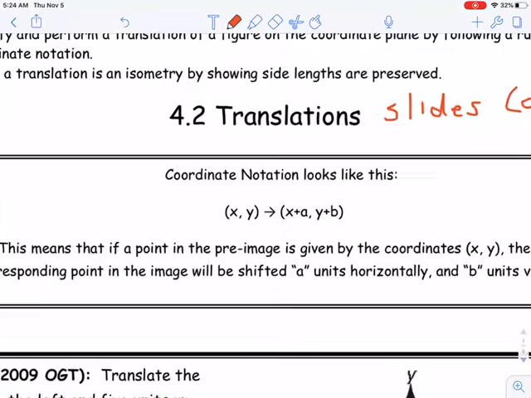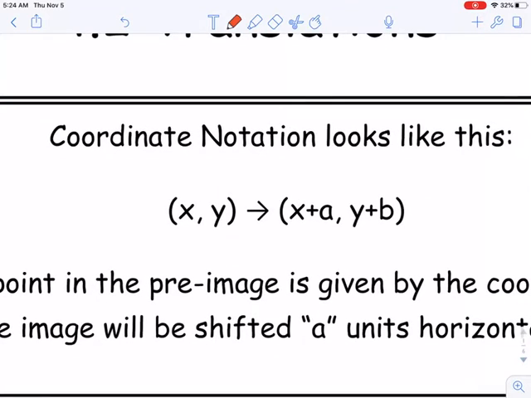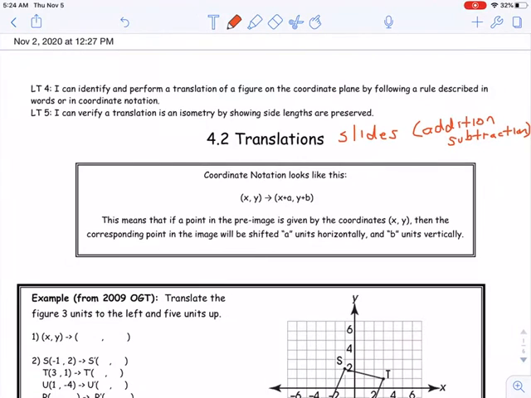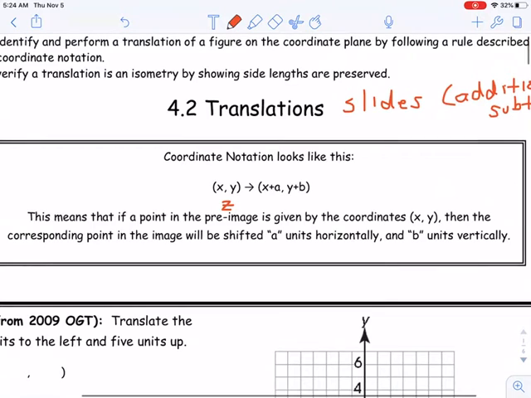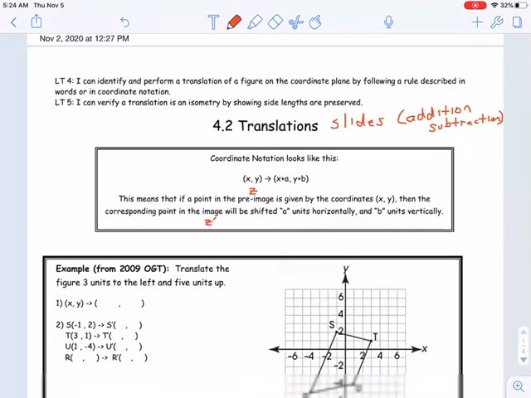Coordinate notation looks like this: (x, y) arrow (x plus a, y plus b). That means if a point in the pre-image, we could call it point Z, is given by the coordinates (x, y), then the corresponding image, Z prime, would be shifted a units horizontally and b units vertically.